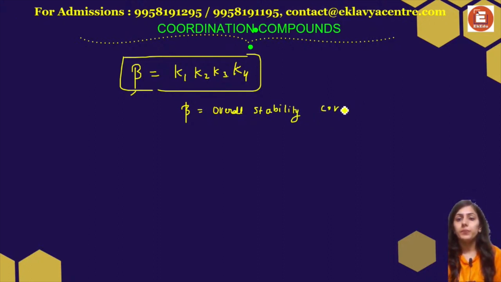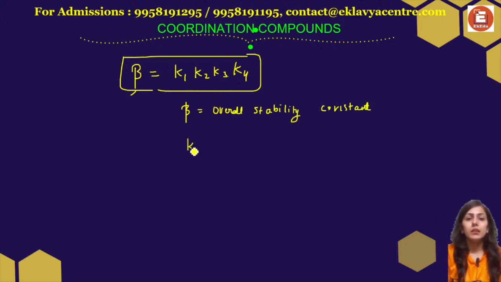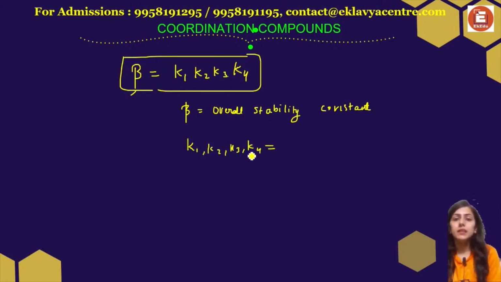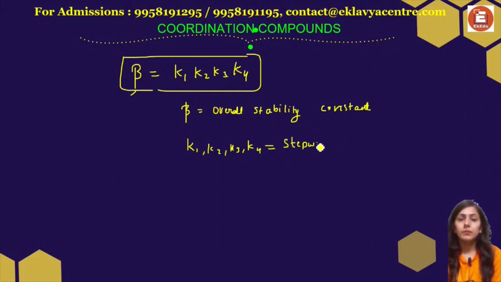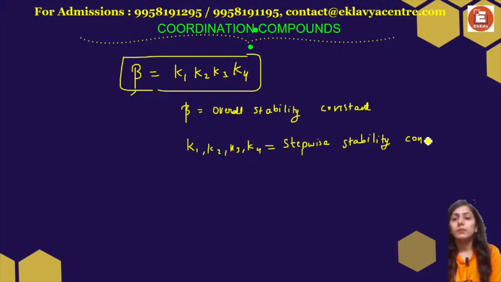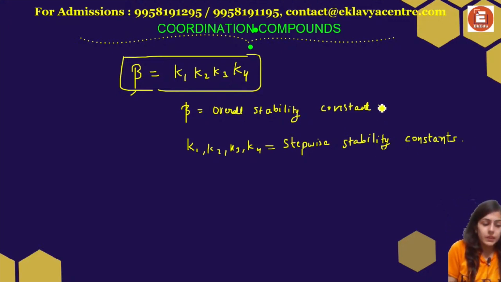Next, last point, we have K. This K1, K2, K3, what are these? Yes, these are stepwise stability constants. Next, the larger the value of stability constant, the more stable will be the complex.